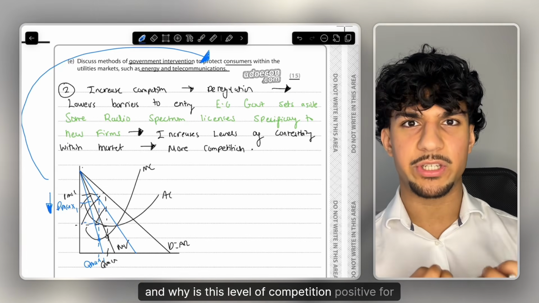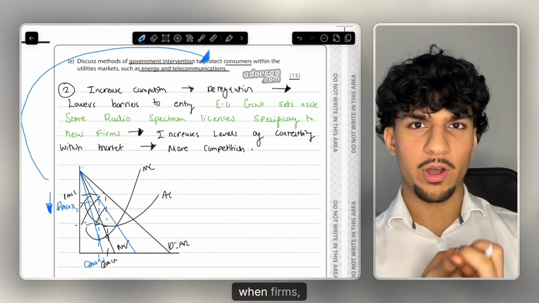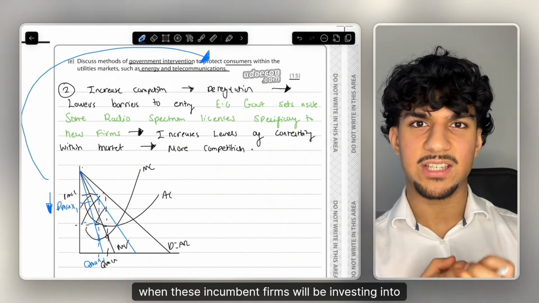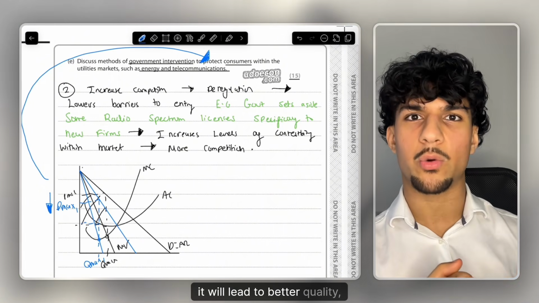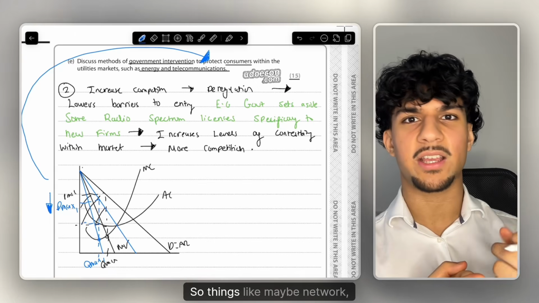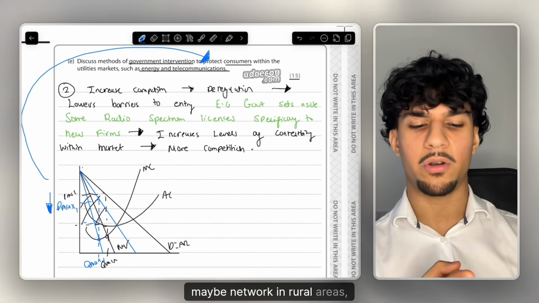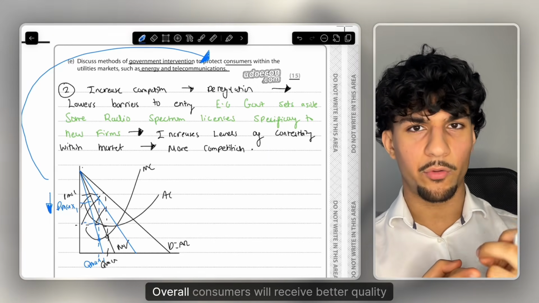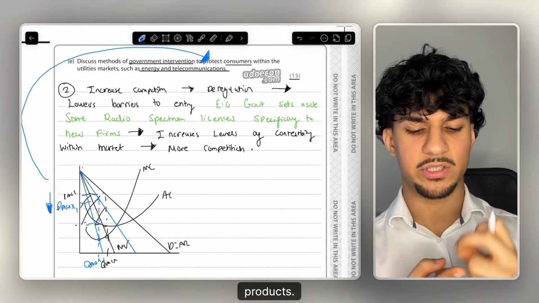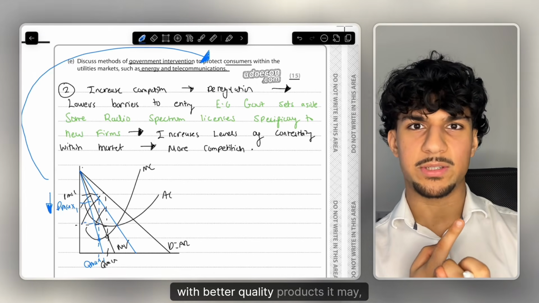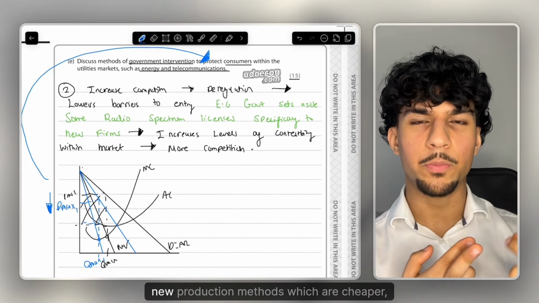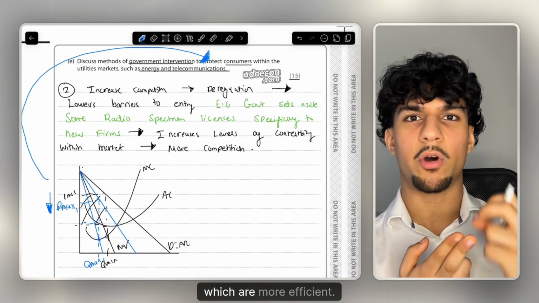And why is this level of competition positive for consumers? As when these incumbent firms will be investing into research and development, it will lead to better quality, of course, for consumers. So things like maybe network in rural areas, it will improve. Thus overall consumers will receive better quality products, but then also with better quality products it may lead to new production methods which are cheaper, which are more efficient.